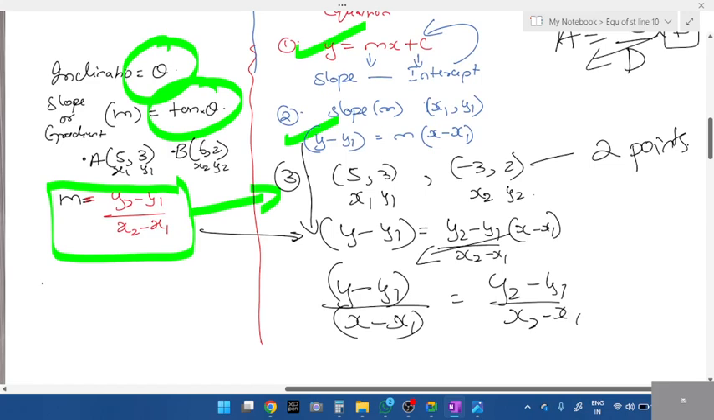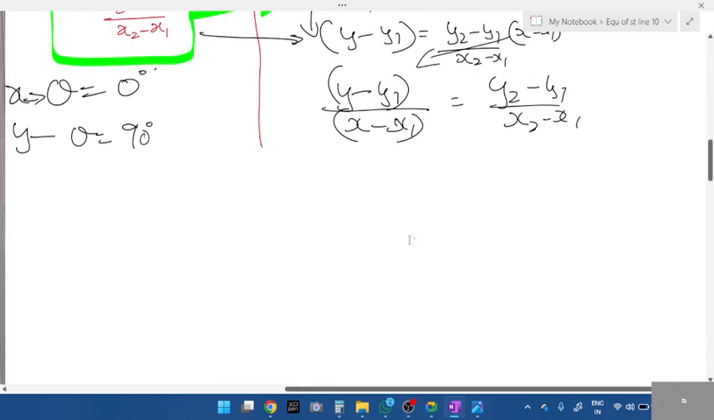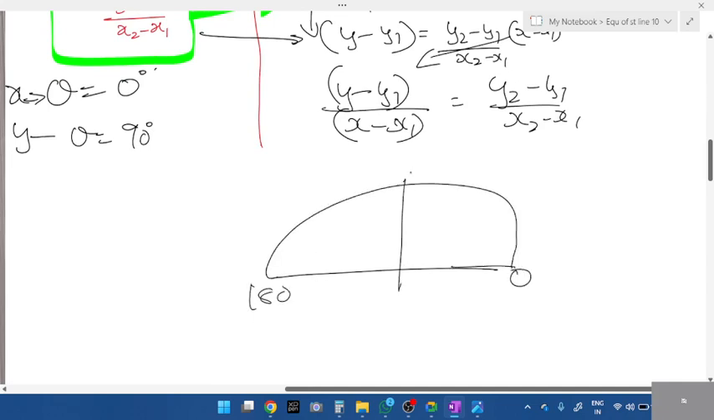Equation of x-axis. In x-axis, theta is equal to 0 degrees. In y-axis, theta is equal to 90 degrees. All of you have seen a protractor, right? What's the total value of a protractor, students? 0 to 180. Simple. Just use a protractor.